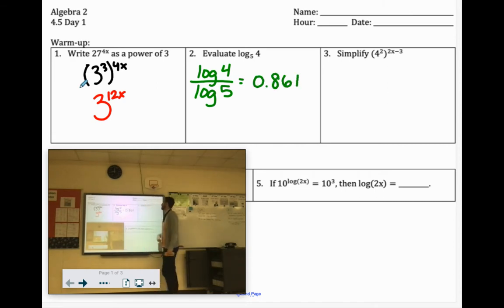Sweet. Simplify 4 squared raised to the 2x minus 3 power. We're going power to power. Remember, you have to multiply those. So 2 times 2x would be 4x. 2 times negative 3 is negative 6.